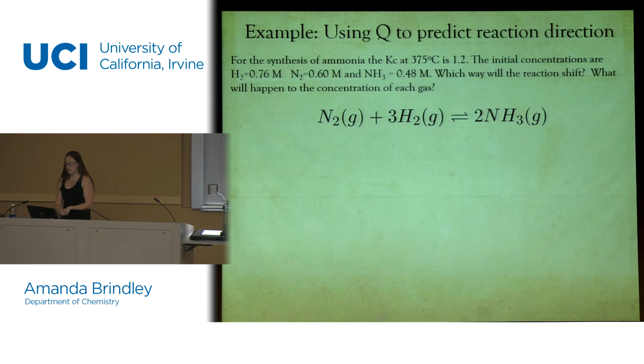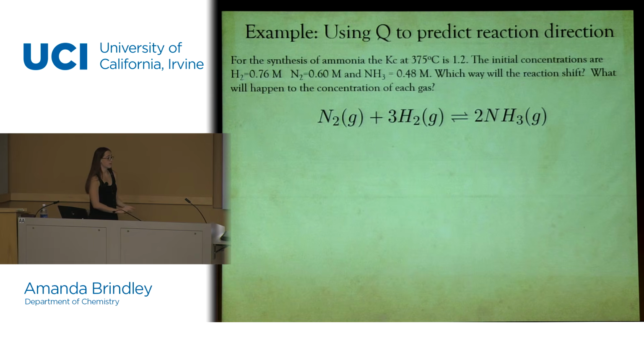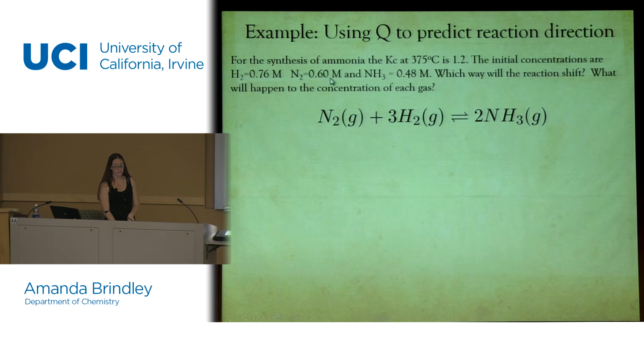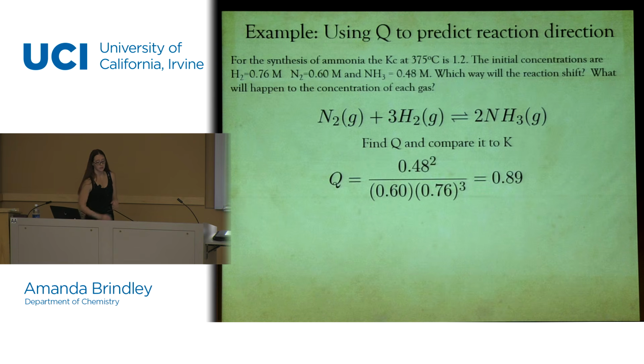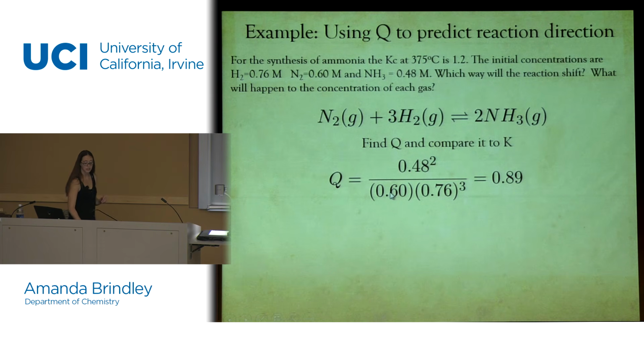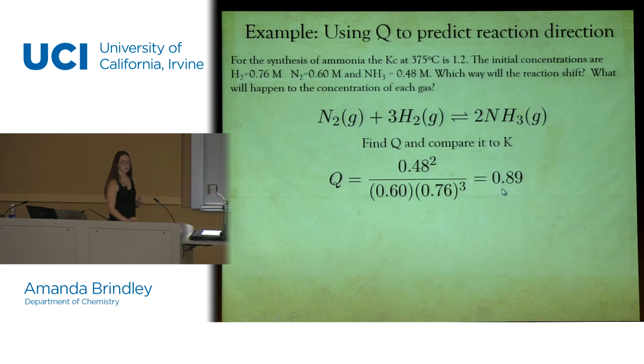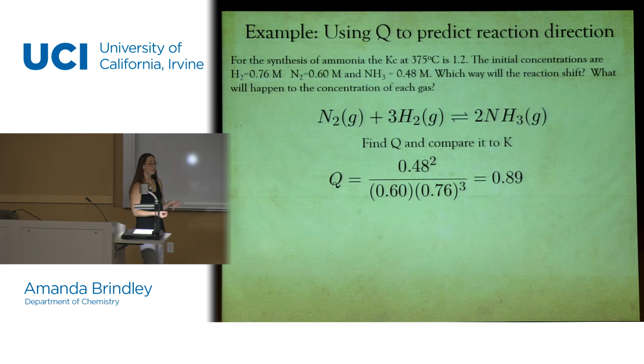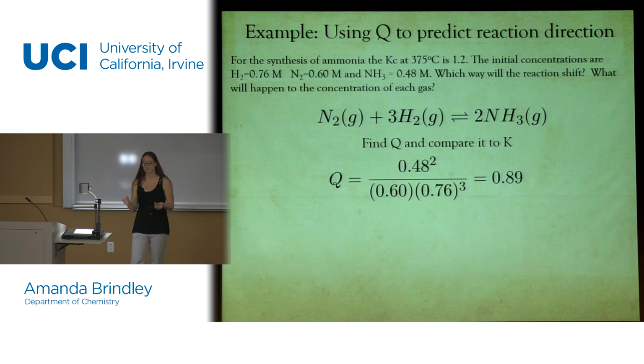If we want to know which way a reaction shifts, step one is to find Q. And we can do that here just by filling these numbers in, because I didn't do anything too complicated with that. So we put our 0.48, we remember to square it because of our 2. We put our 0.76, we remember to cube it because of our 3. And we put our 0.6 down. And this gives us Q. Exact same way that we would find K, it's just that now we're not at equilibrium.